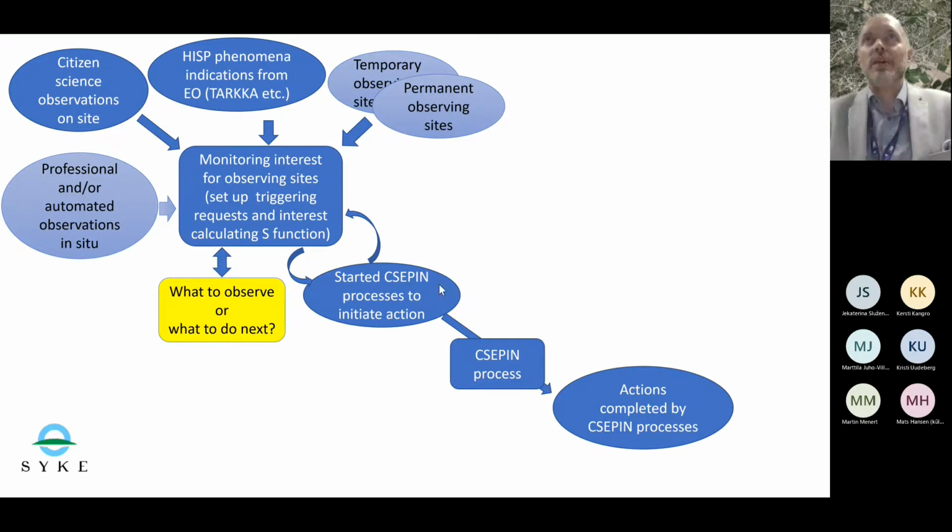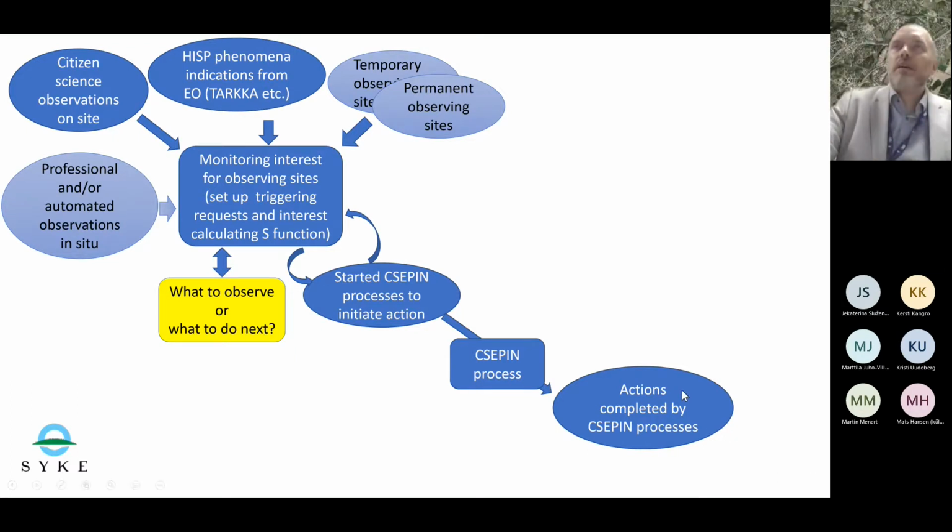And then there is the CSEPIN process, which is that things are being done because of these requests and these monitoring interest indications. And basically, in the end, there is some report of the phenomenon of interest which was achieved. So this can be really straightforward, or this could be more complex, with a chain of events which must follow each other and so on.